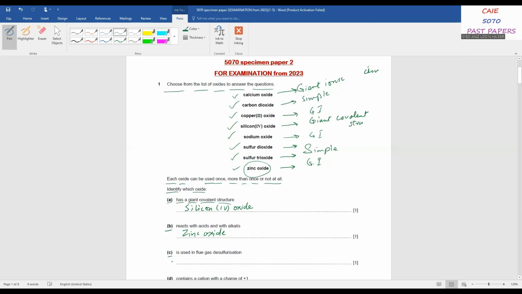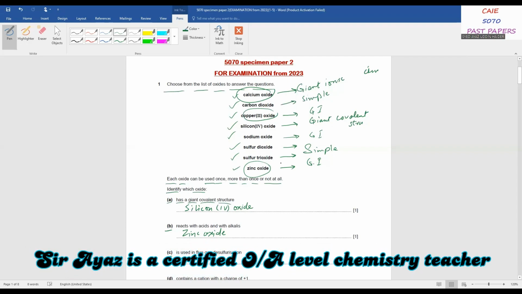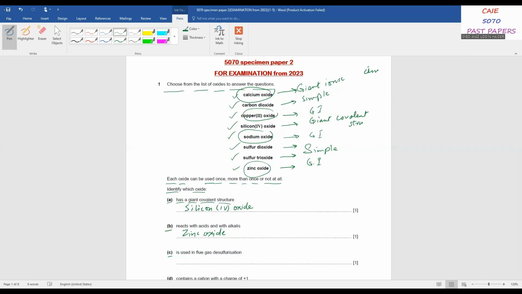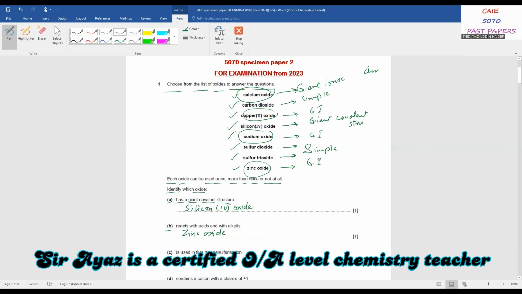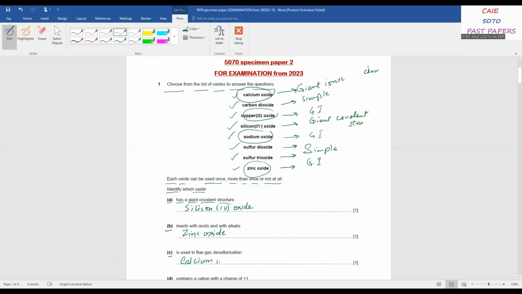C is used in flue gas desulfurization. You can either have calcium oxide, copper 2 oxide, or sodium oxide. We know that copper 2 oxide is less reactive. It's not very much reactive. While sodium oxide is highly reactive, it reacts with everything. Calcium oxide is the oxide which is used in flue gas desulfurization for neutralization of acidic oxides. Calcium oxide.